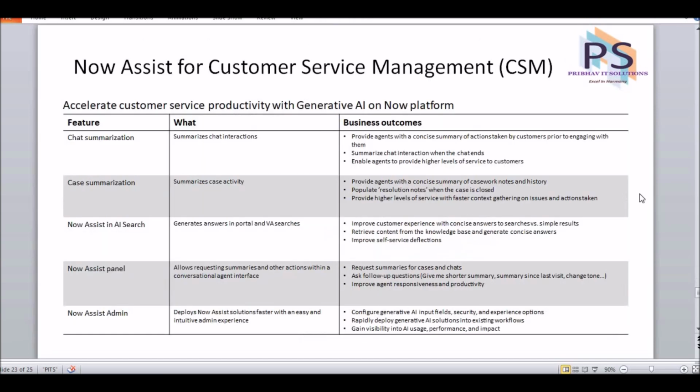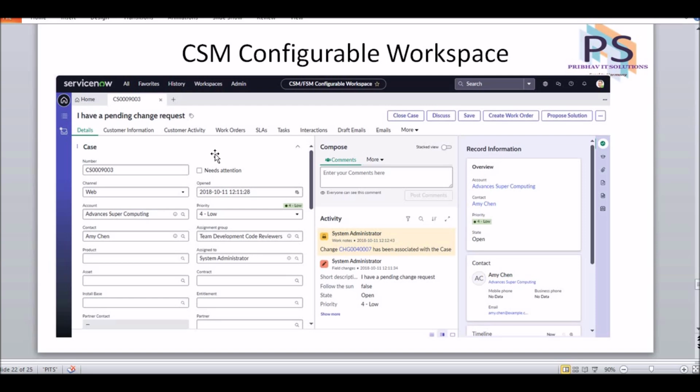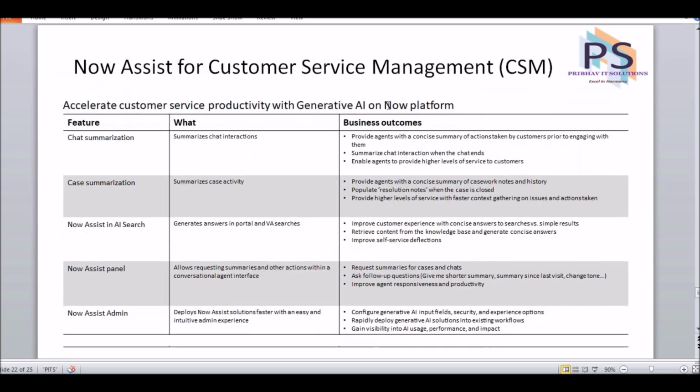Now let's have a look at how Now Assist can help in CSM. In CSM we have the workspace called the CSM FSM configurable workspace. If we have Now Assist enabled, and Now Assist is again a separate license product, it will help in multiple ways. So chat summarization, case summarization. If we have a discussion going on with the customers, and it's a longer discussion and the agent shift changes, in that case Now Assist can help to summarize all the conversation that happened so far.